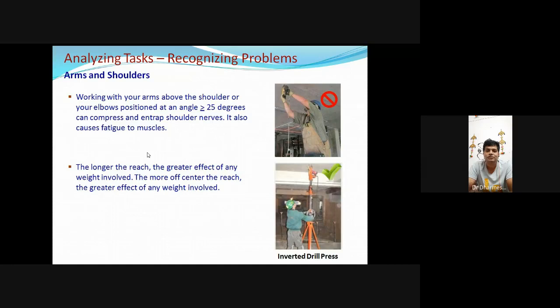So the longer the reach, the greater the effect of any weight involved. The more off center the reach, the greater the effect of any weight involved. This second part is the corrected posture. In the first, the worker was over-exerting the limb and upper shoulder while using a drilling machine. In the second part, a tool has been implemented where they do not have to extend the shoulder and arms, and by simply pressing, keeping his upper limb in a level position, he is able to drill the wall.